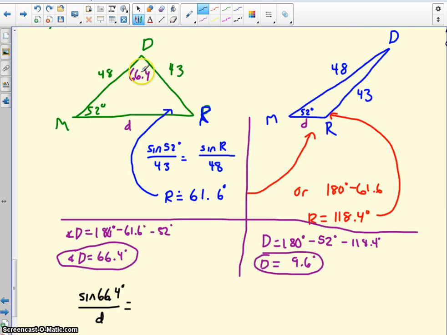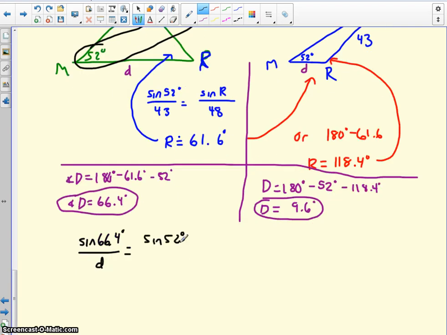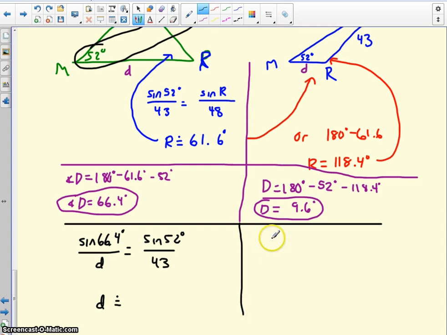And again, you have both other ratios. I'd recommend using the given ones. They haven't been rounded at all. So we're going to use sine of 52 degrees over 43. Okay, we're going to solve that equation for D. And we're going to do the same thing over here with the obtuse triangle, except now it's going to be sine of 9.6 degrees over D, and again sine of 52 degrees over 43.